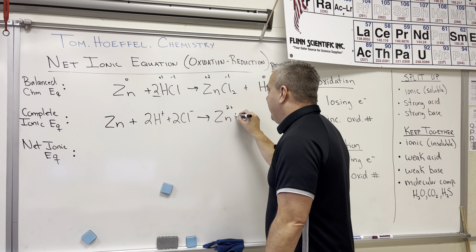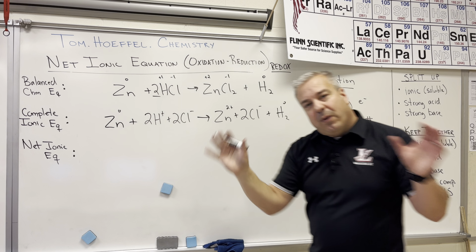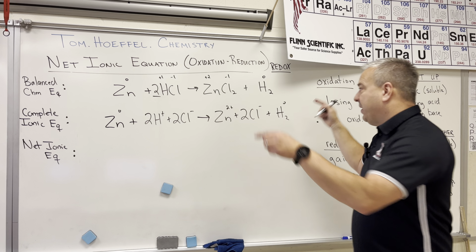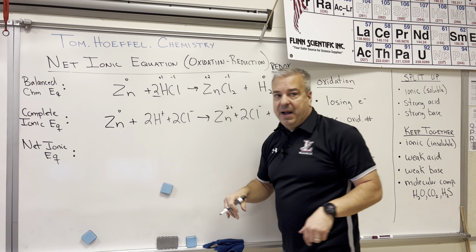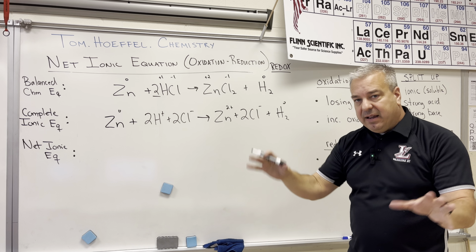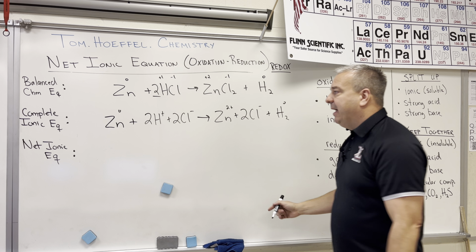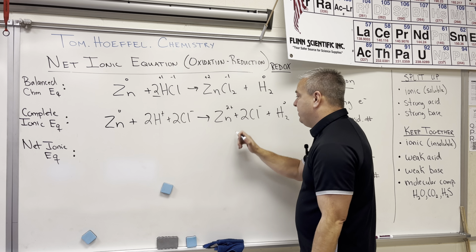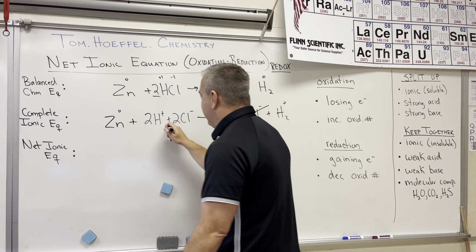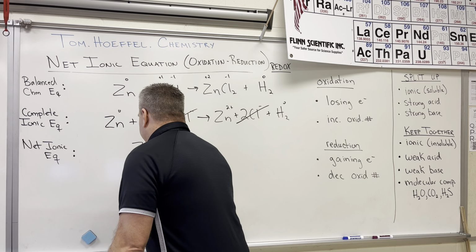And it's still neutral. So our elements are still going to stay neutral. You don't have to put the zeros up there, but I like to put the zeros up there to remind students that elements in their elemental state by themselves are always neutral. So the last thing we have to do is just cross out our spectator ions, and then rewrite everything.